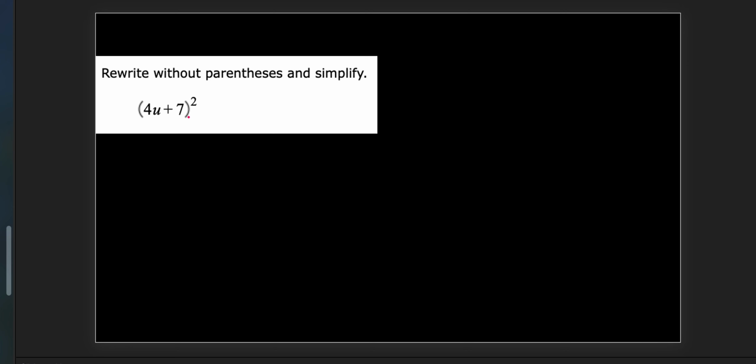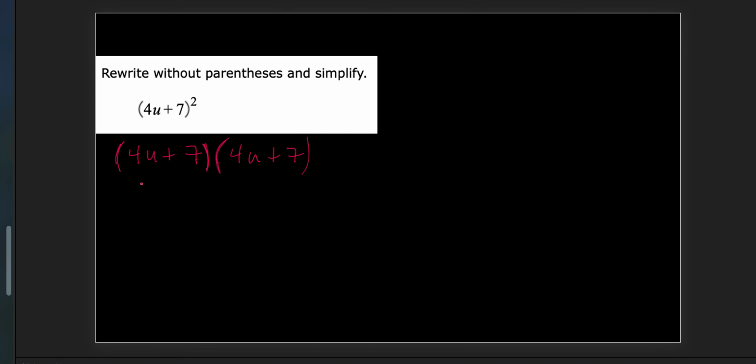Here's another one like that. So we just write two of these multiplied together. 4u plus 7 times 4u plus 7. And then we use FOIL.